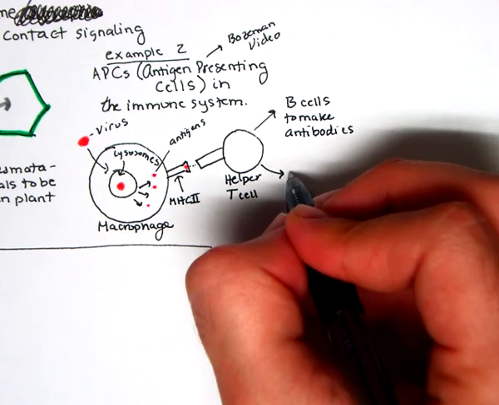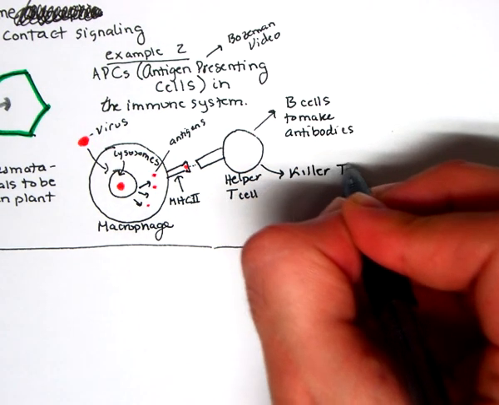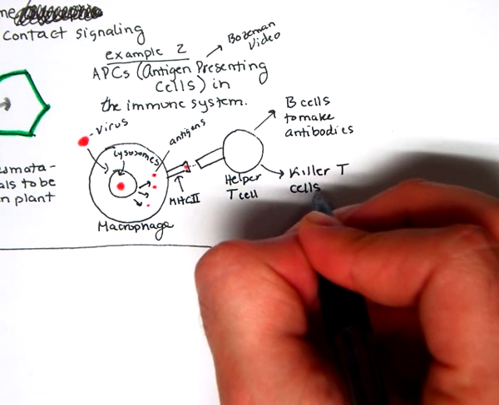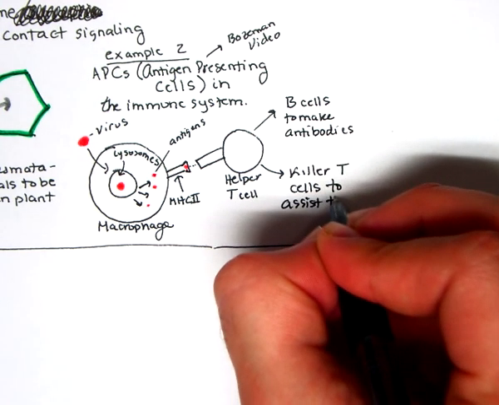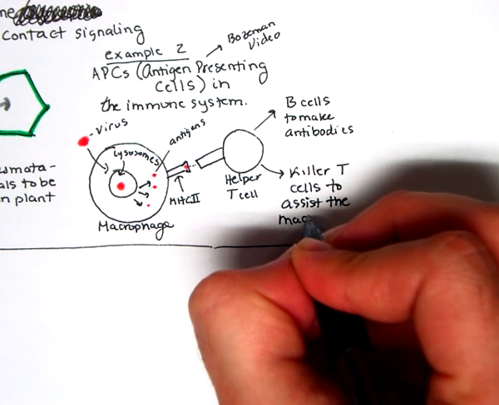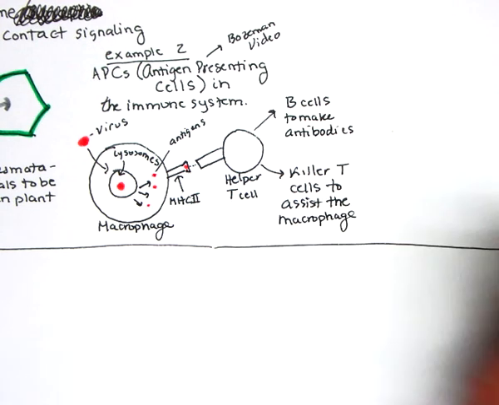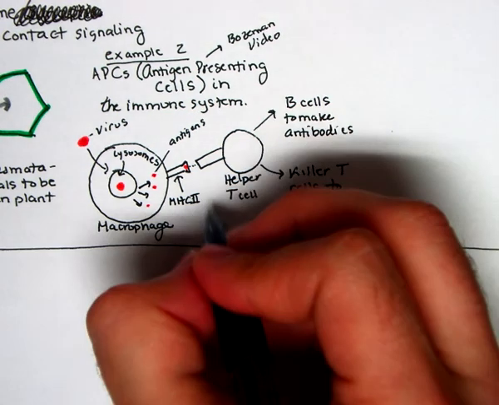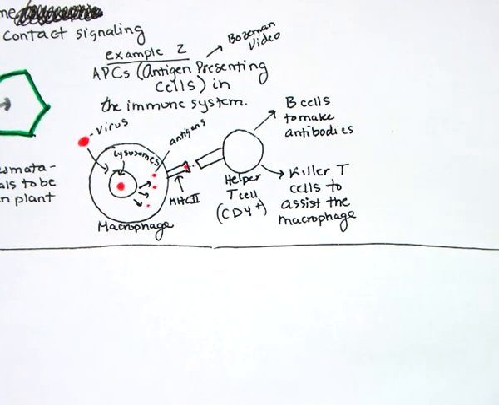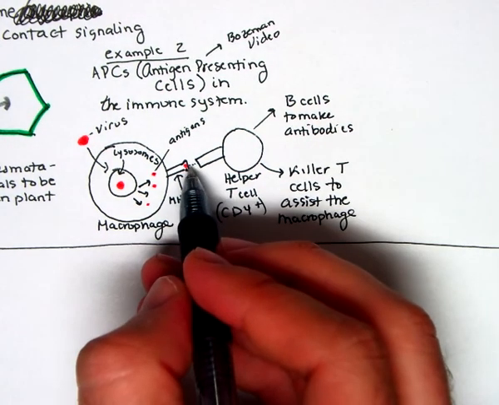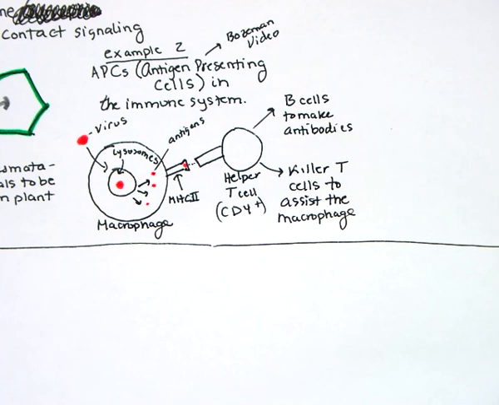And it'll attract killer T cells, which I think is an epic name, to assist the macrophage. Right, so this helper T cell, it's also known as a CD4 positive cell. Its job is to recognize that antigen being presented and then go do something about it.